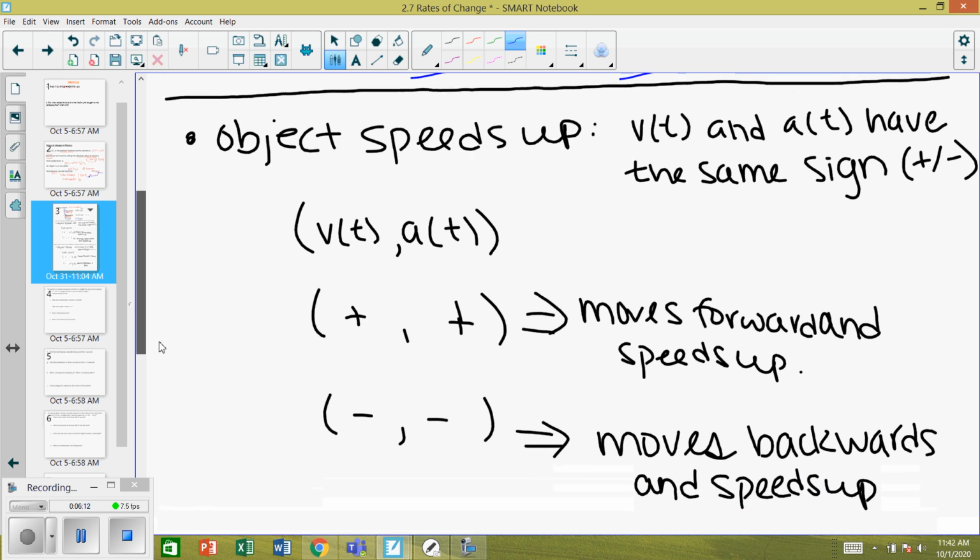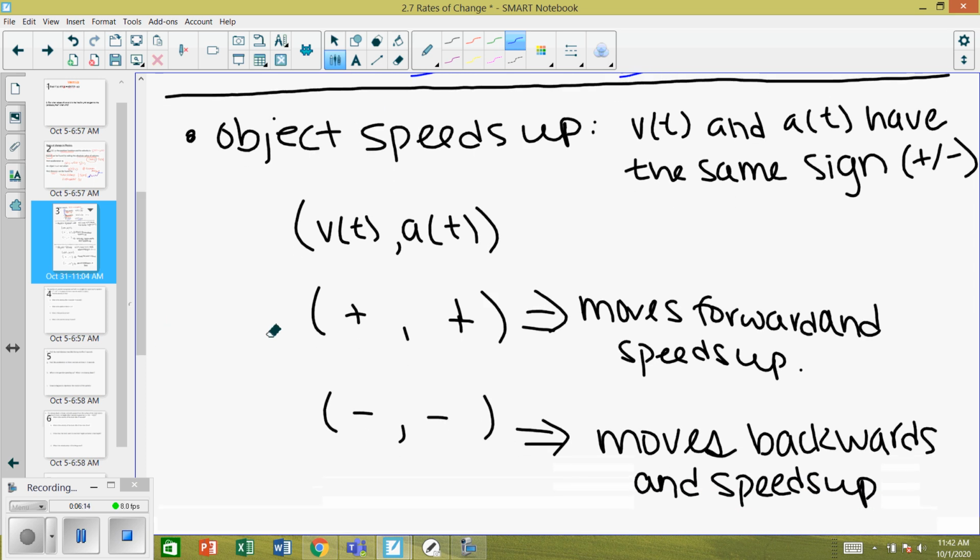And we talked about what it means to be speeding up and slowing down. Speeding up deals with both acceleration and velocity. It's when they have the same sign, when they're working together. If velocity is moving forward and acceleration is moving forward, they're speeding up in the positive direction. If velocity is negative and acceleration is negative, we're moving backwards at an increasing rate. We're speeding up backwards.